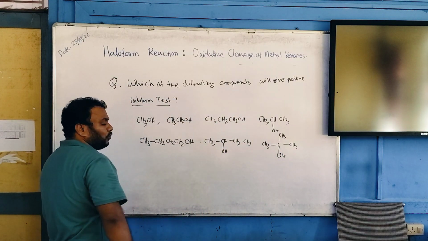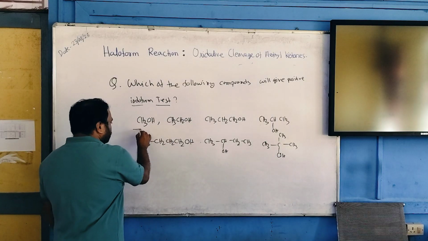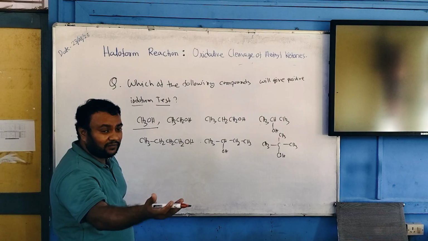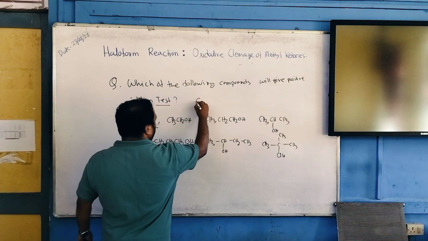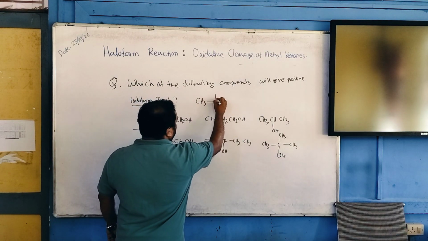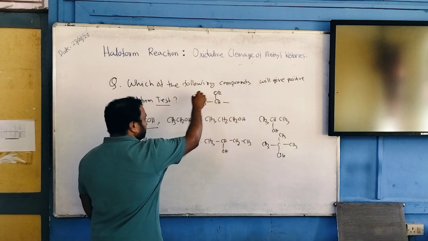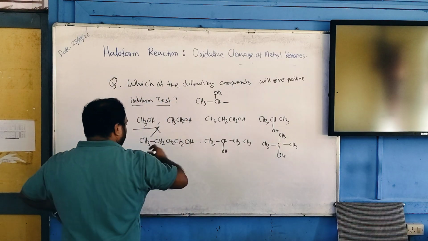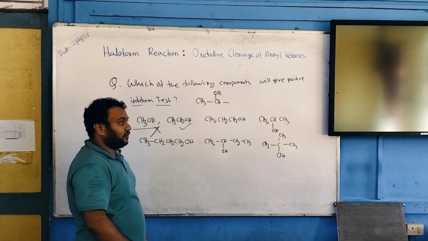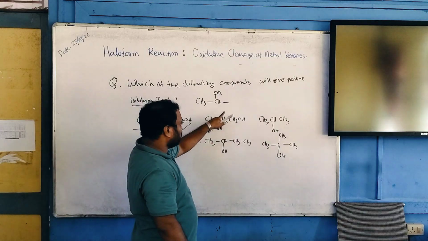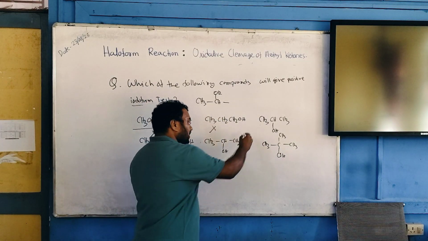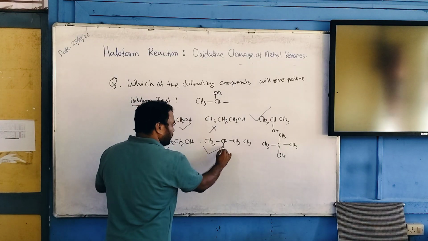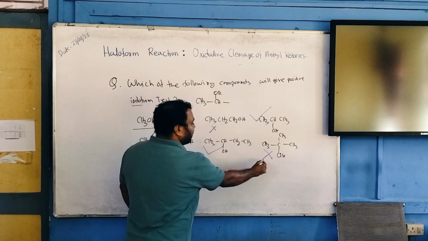Which alcohol will give a positive iodoform test? See, it does not contain the group which, after oxidation, will give a keto-methyl group. That means it does not contain the CH3CHOH unit. Because it does not contain this unit, it will not give a positive iodoform test, right? But this contains it, so it will give a positive iodoform test. Does this contain the group? No. So it will not give a positive iodoform test. This will give a positive iodoform test. This will not. This will give a positive iodoform test. This will again not give a positive iodoform test.